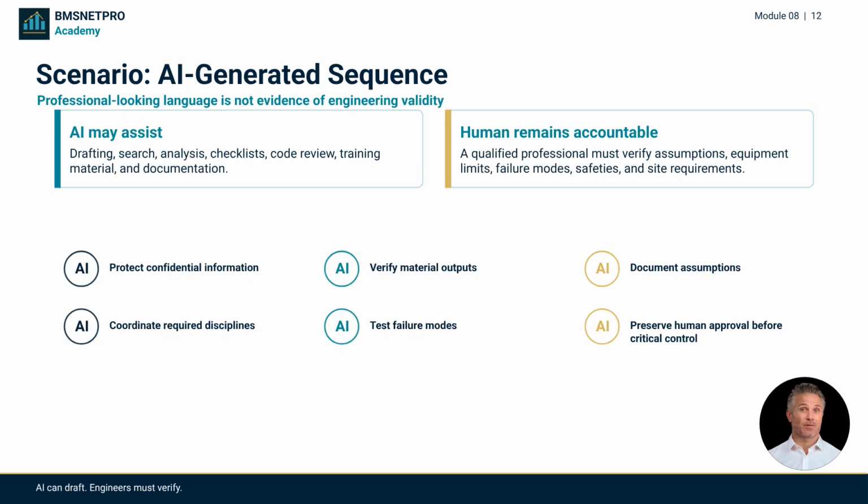AI can help draft and analyze, but it may not know the actual equipment limits, operating priorities, sensor availability, adopted requirements, or failure modes. A qualified human remains accountable.